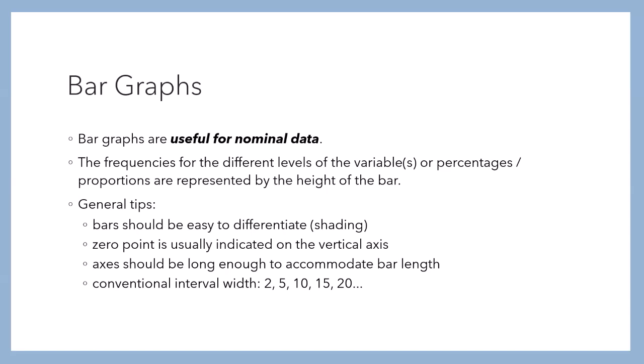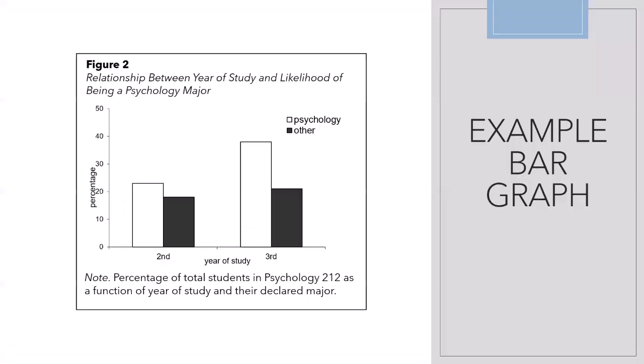If you only have a couple, or say if your dependent variable only ranges to 10, you might want to do interval widths of 2, but if it ranges all the way to 100, you'd probably want to do 10 or 20, depending on how your results were presented. And here's an example bar graph.